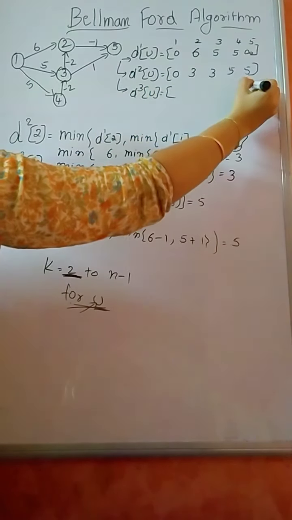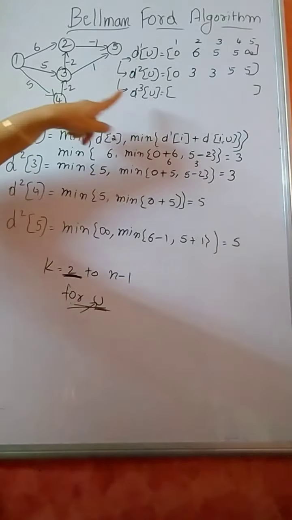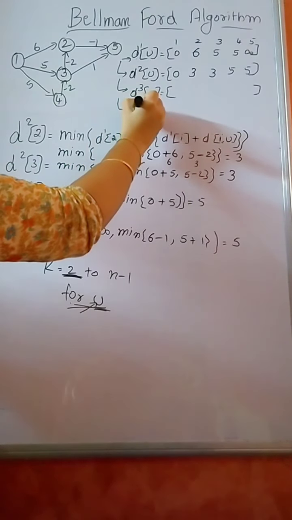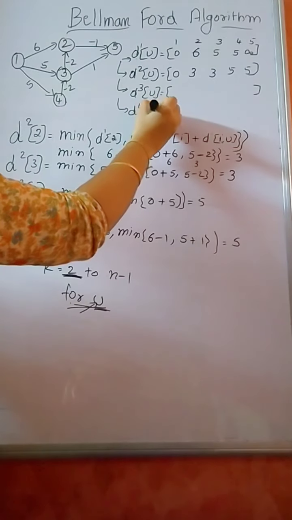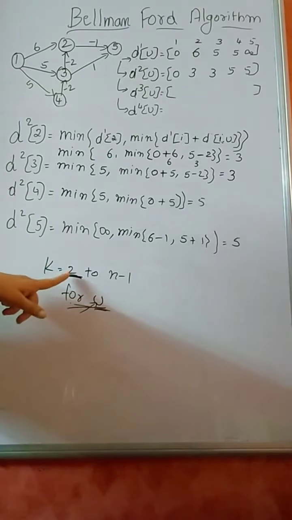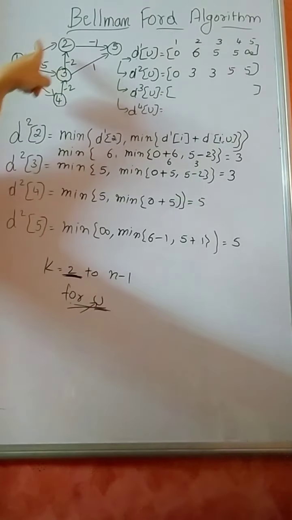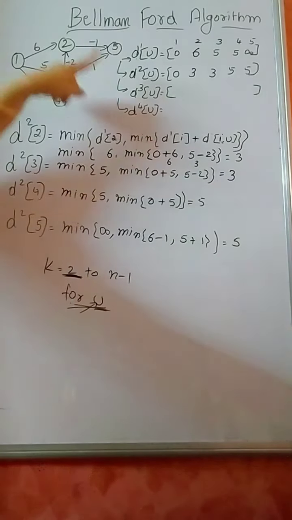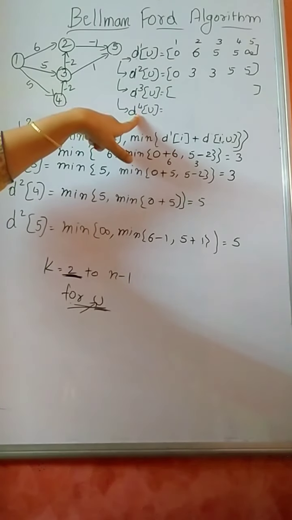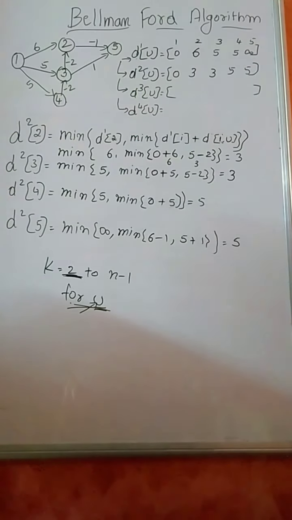I am using it for the next iteration. Again I'll compute this, and again I'll use that one for the next iteration. So that is d4 of u. So when will it stop? 2 to n minus 1. What is my n value? 5 vertices are there, so n is 5. 5 minus 1 is 4, so only till 4 I need to compute. Further not required.